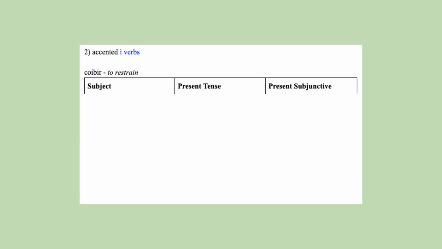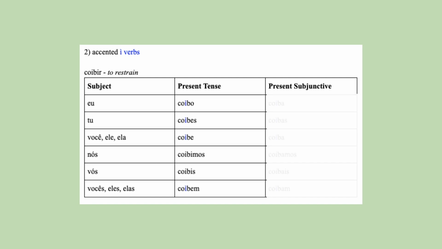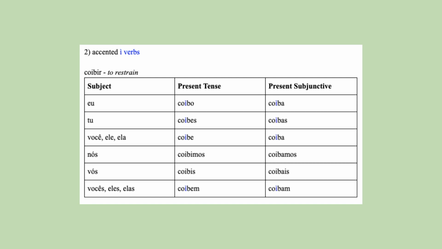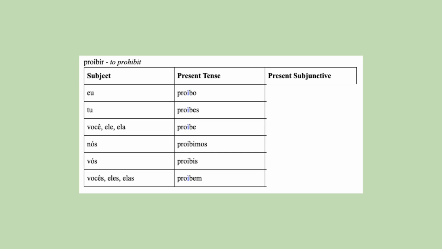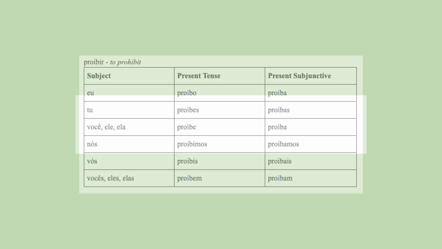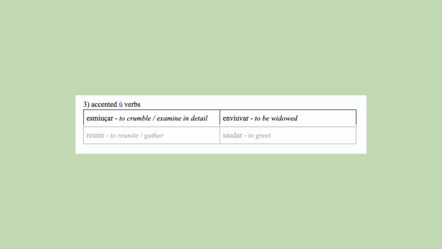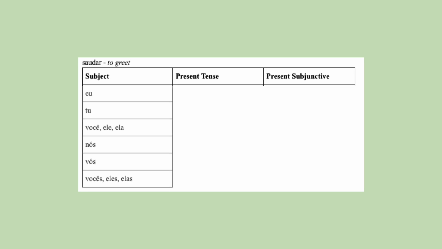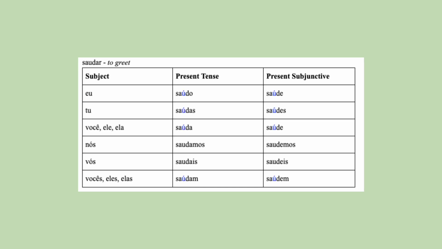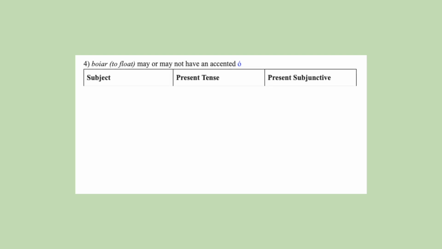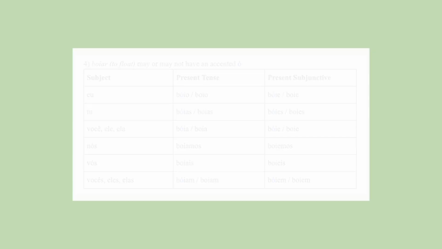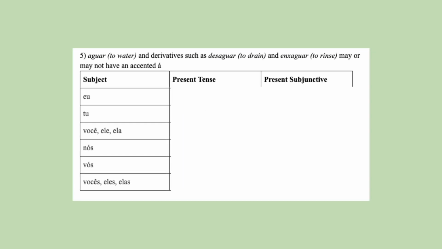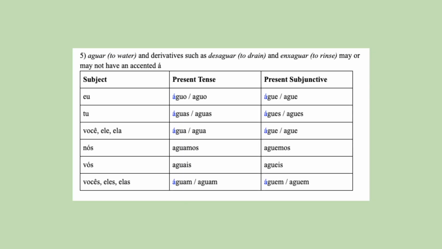The verbs cohibir and prohibir have grave accents over the I. These verbs have an accent over the U. Using the verb saudar as an example. Boiar has an optional accent over the O. Aguar and its derivatives have an optional accent over the A.